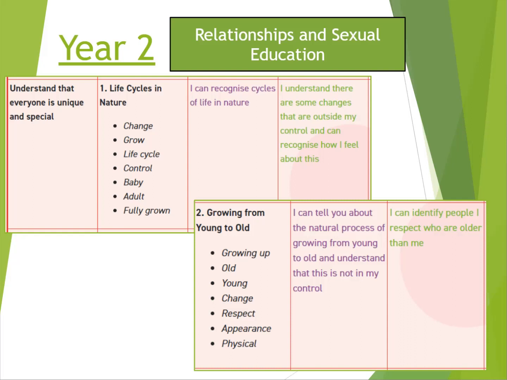In year 2, it follows a similar system of talking about life cycles at the beginning. It talks about how there are some things outside of our control and how we might feel about the fact that we might all get old one day. We also might talk about people who are older than us and the respect we might have for them, how they might look different to us, and how we might change over time. Really, this is about accepting change and how it might affect us.